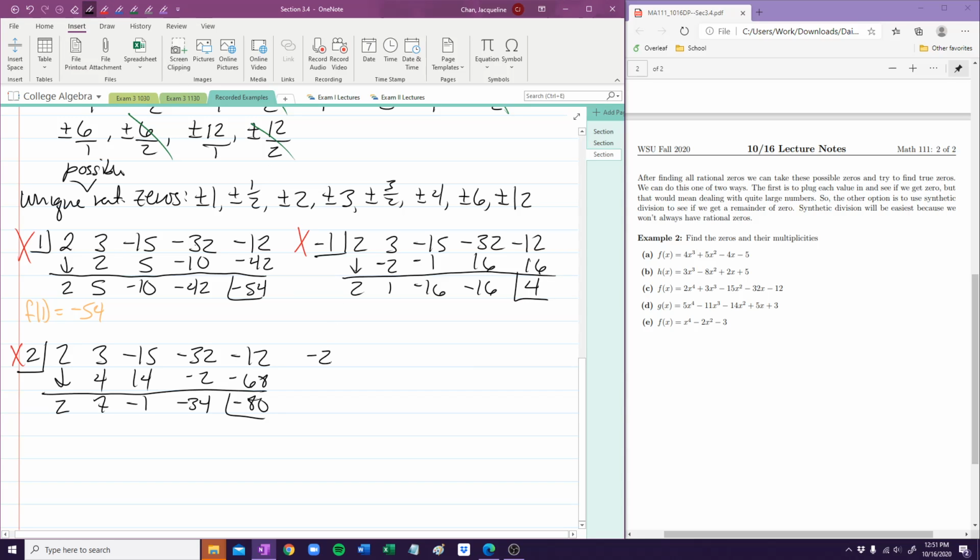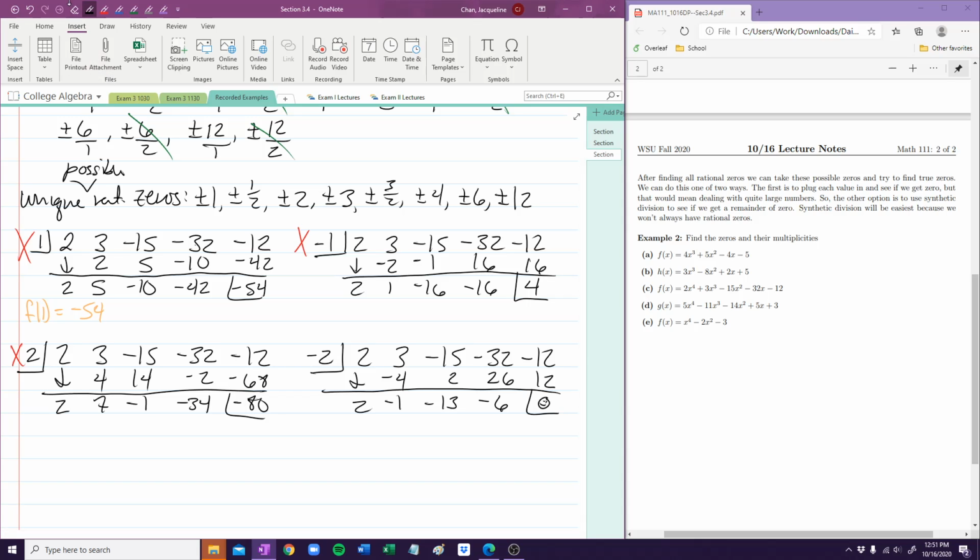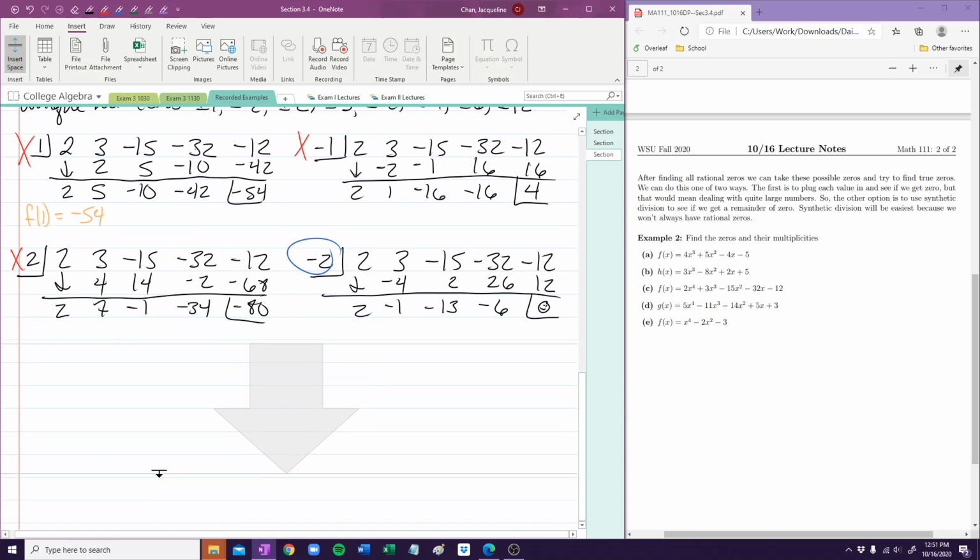So let's try negative 2. I have again 2, 3, negative 15, negative 32, negative 12. Then this is 2, this is negative 4, negative 1, 2, negative 13. This is 26. This is negative 6, this is 12, and this is 0. So yay! We found a 0. So this is a 0 to our polynomial. Keep that in mind.